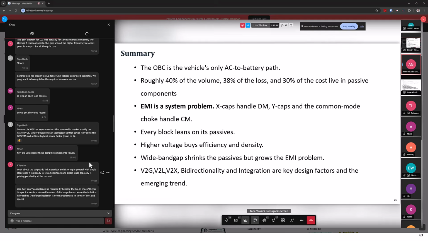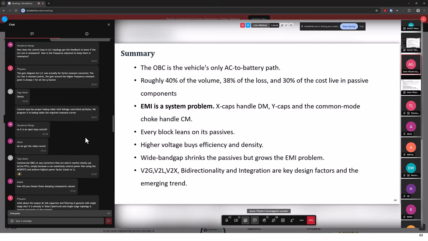Commercial OBCs or any converters that are sold mostly use active PFCs because you can seamlessly control power flow using the MOSFETs and achieve high efficiency. Okay, this is also not a question, but an information.